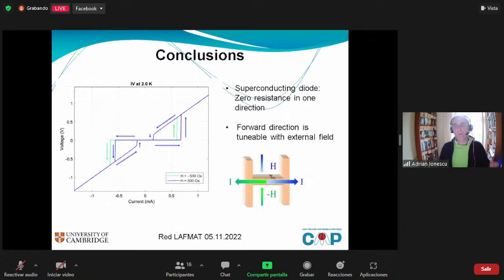So what we can conclude is basically that this superconducting diode shows a large promise. So basically it has zero resistance in one direction and a finite resistance in the other, which can then be tuned basically by an applied magnetic field externally. And I think that is something which might interest the superconducting community.